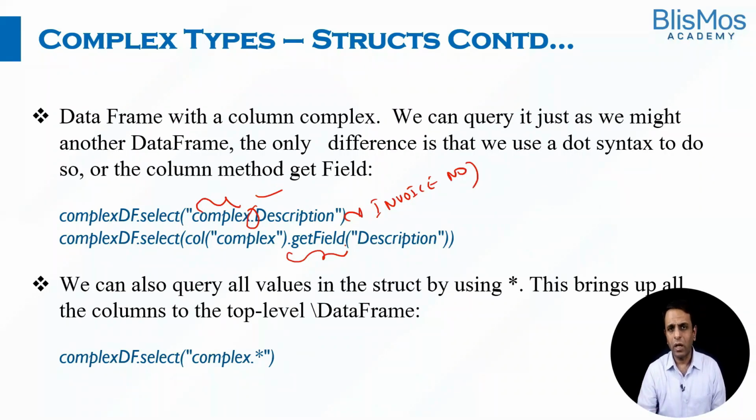If you really want to retrieve all the elements of a struct type, you can go ahead with complex.star. Means this is a column which has a struct data type and we'll be able to access all the elements of this. And obviously, we need to provide the name of the data frame and use the select and provide the complex. This is the column in which we have a struct complex data type.